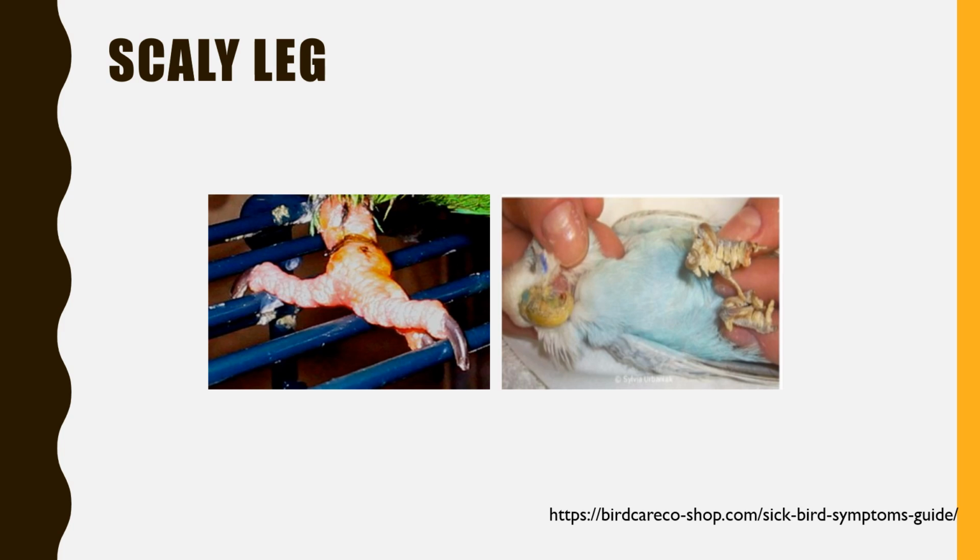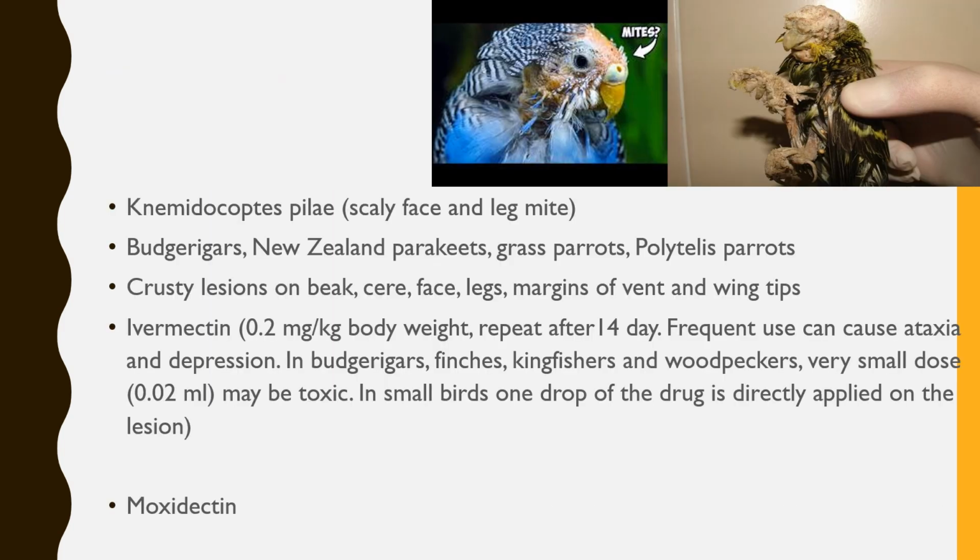This is the picture of the scaly leg. Here you can see the crust on the legs of the parrots. Knemidocoptes pilae, the scaly face or leg mites, affects budgerigars, New Zealand parakeets, and grass parrots. Crusty lesions can be found on the beak, face, legs, margins of the vent, and wingtips, and the same treatment can be repeated after 14 days.